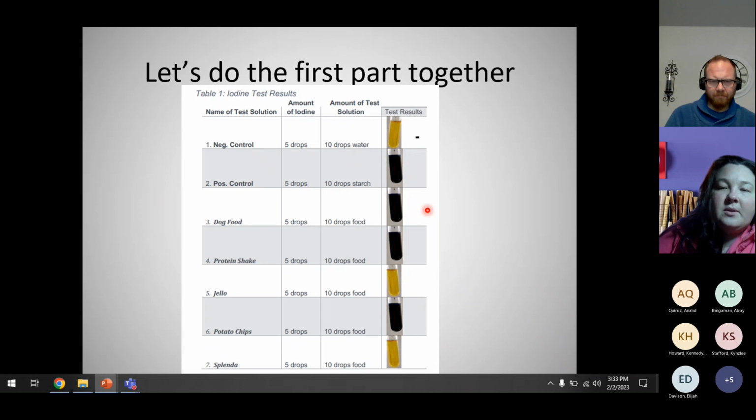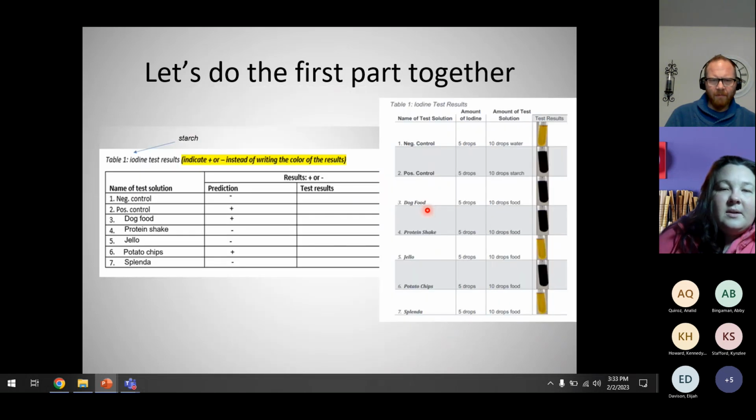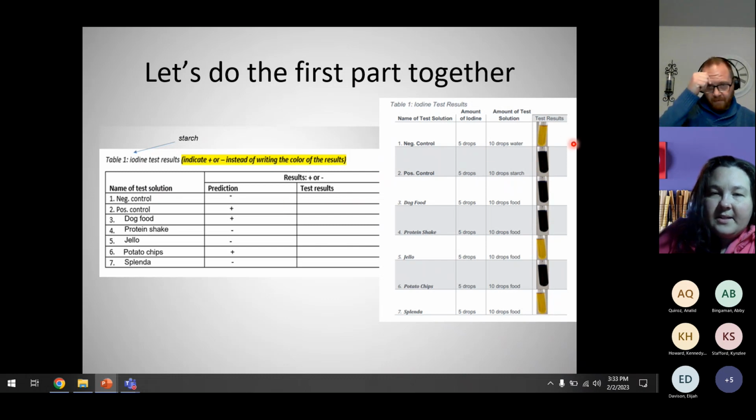So what are we going to do? Oh, yes. So let's take a look at this. Well, for the negative control, obviously it's negative. So I'm going to write negative right here in my table. The positive control obviously gives us a positive result. So I'm going to write positive right there. Now, dog food. Let's look at the dog food. That matches the positive control. So that is a positive result. So over here, I'm going to write positive.